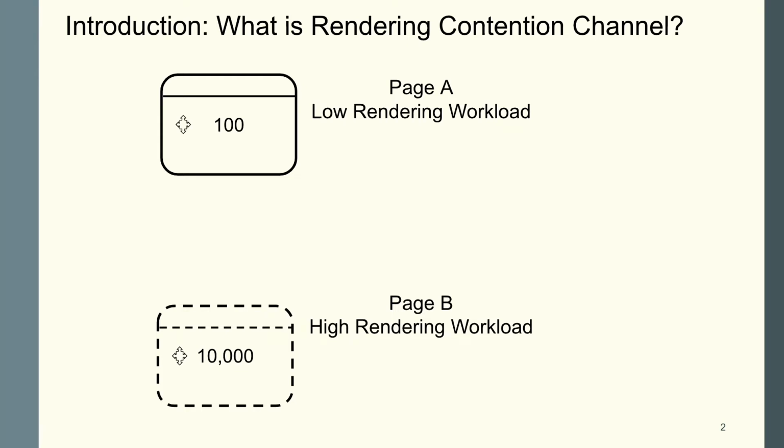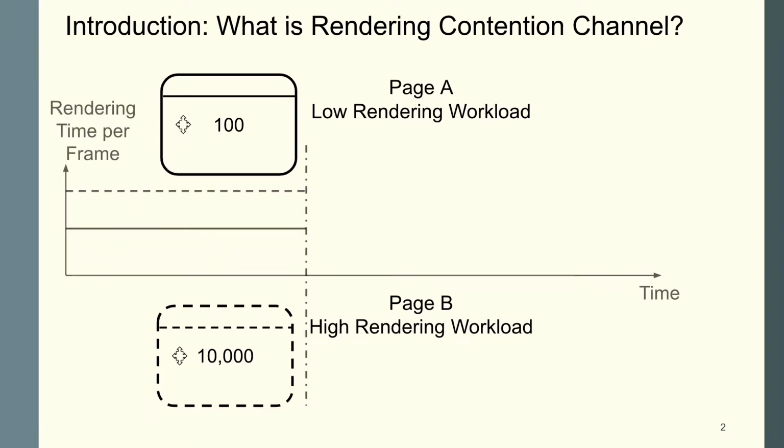For example, if we open two pages on the same computer, page A and page B, and both pages have rendering tasks. Page A has a lower rendering workload, like rendering 100 elements, and page B has a high rendering workload, like 10,000 rendering workloads.